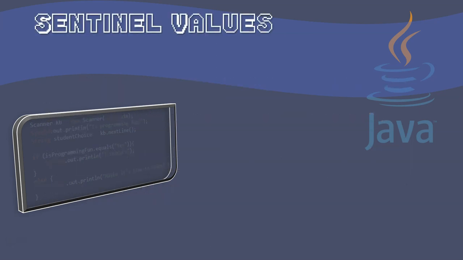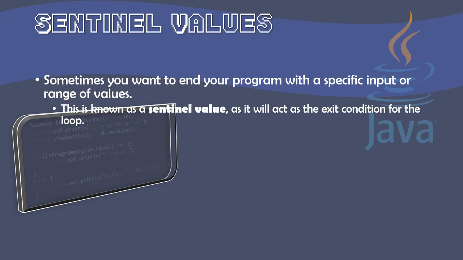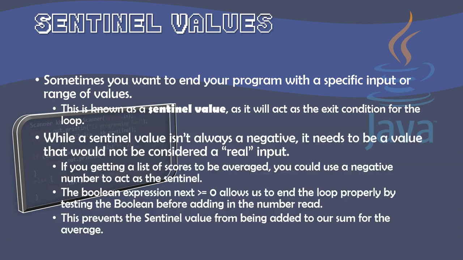Now, these Boolean expressions sometimes operate with what's known as a sentinel value. Let's say we want our program to end with a specific input or a range of values. This is what's known as a sentinel value, and we'll look at this with an example in a minute, as it's going to act as the exit condition for that loop. A sentinel value isn't always a negative number, but it needs to be a value that wouldn't be considered a quote-unquote real input. So it's something that's going to cause that loop to stop getting input or iterations.